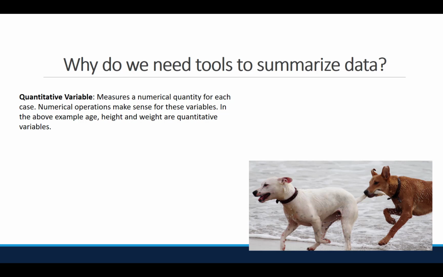A quantitative variable measures a numerical quantity for each case. Numerical operations make sense for these variables. In the above example, age, height, and weight are quantitative variables. We'll begin by looking at how to describe a single categorical variable. We will look at describing the variable both numerically and graphically.